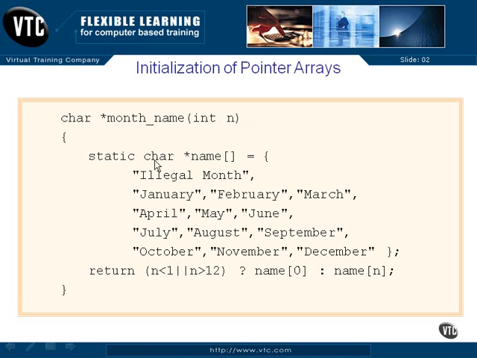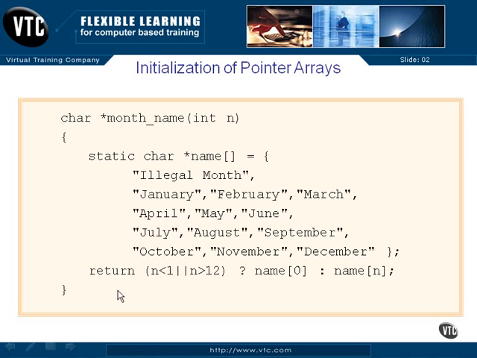So here's our static character. Our name array, single dimension, is then initialized by these values. This will be value 0, illegal month, then value 1, 2, and 3, 4, 5, 6, and so on out to value 12 for December. Makes sense, huh?